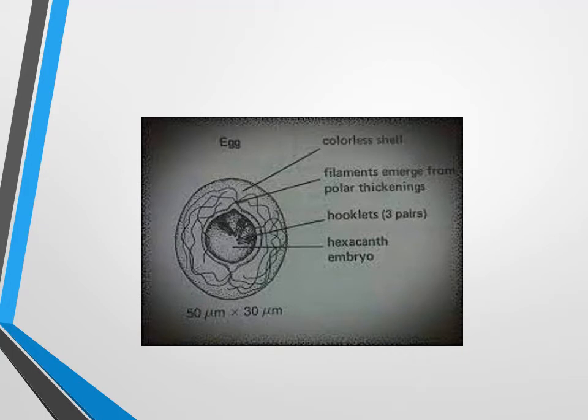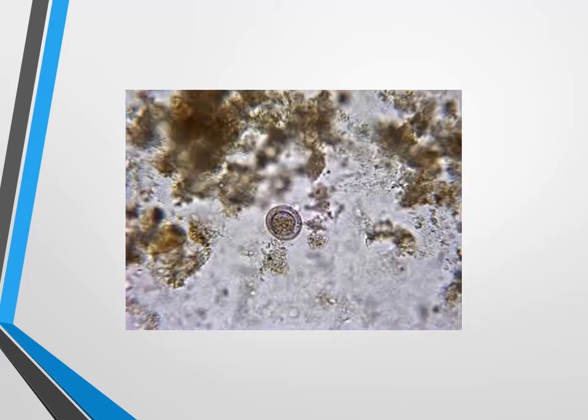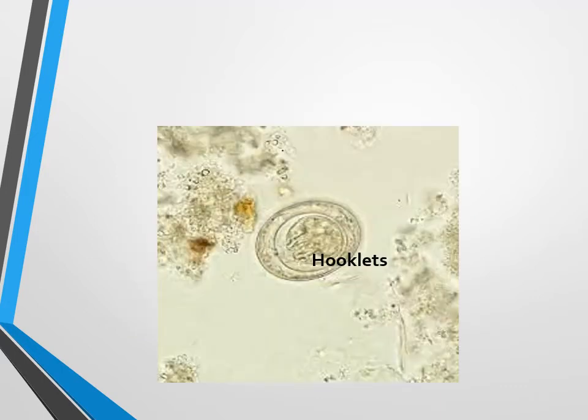So you should know the labelled diagram of all the eggs which can come in the stool examination. Then you have to identify them and answer related questions. Here you can see this non-bile stained egg, and when you focus it properly under 40x, you can easily see the hooklets, like this, in the inner part adjacent to the embryo.